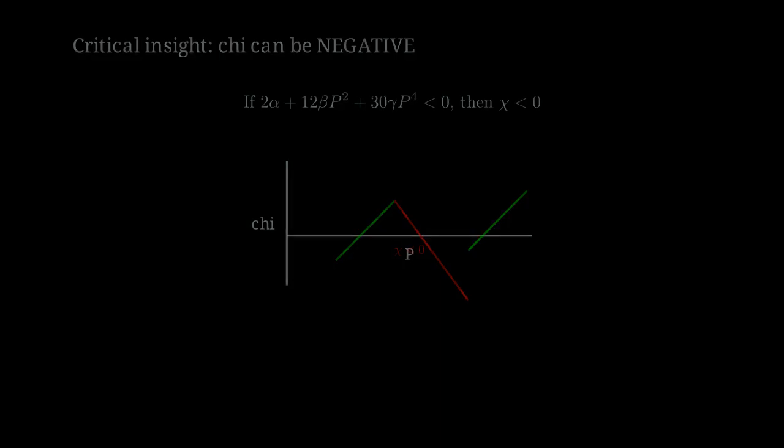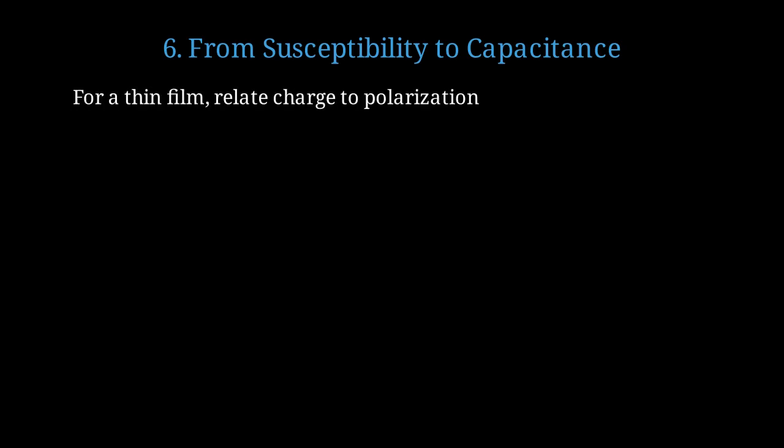Now let's connect the negative susceptibility to measurable negative capacitance. For a thin ferroelectric film, the charge density is directly related to the polarization. Charge Q equals polarization P times area A for the ferroelectric layer. The voltage across the ferroelectric layer is related to the internal electric field. Voltage across the ferroelectric equals electric field E times ferroelectric thickness TFE.